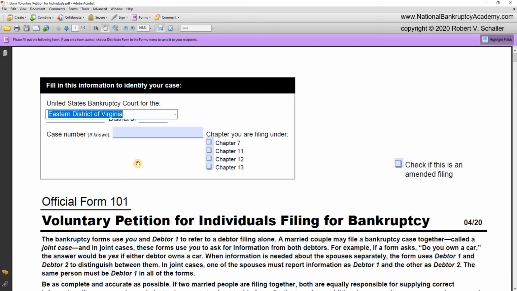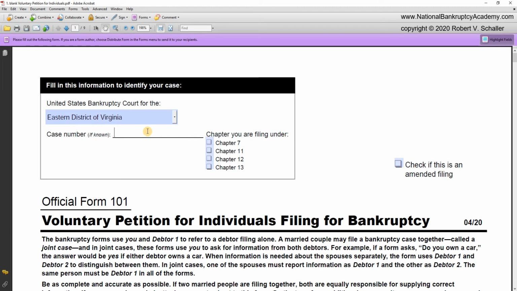The next thing they ask is, what is the case number, if known? Now, in the beginning of a case, before it is filed, there is no case number. It is just simply information on your computer. Once the case is actually filed with the clerk of the U.S. Bankruptcy Court, the clerk will assign a case number, and all future pleadings must have that case number on it. But for this example of George and Martha Washington, there is no case number because the case has not yet been filed. So we'll leave that blank.